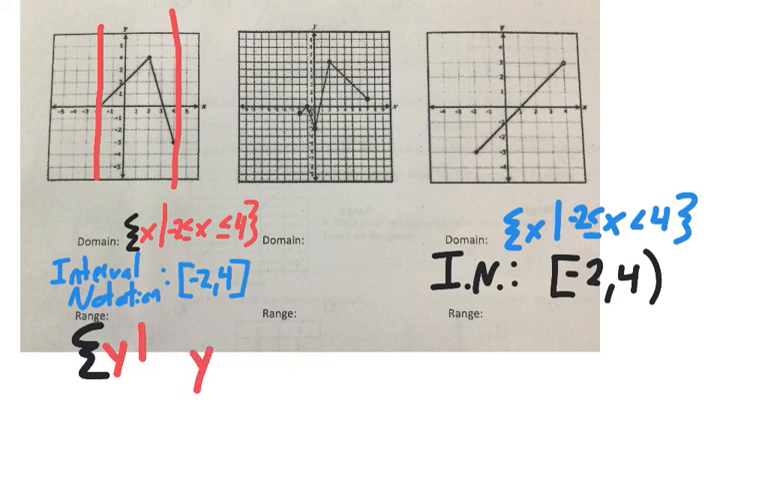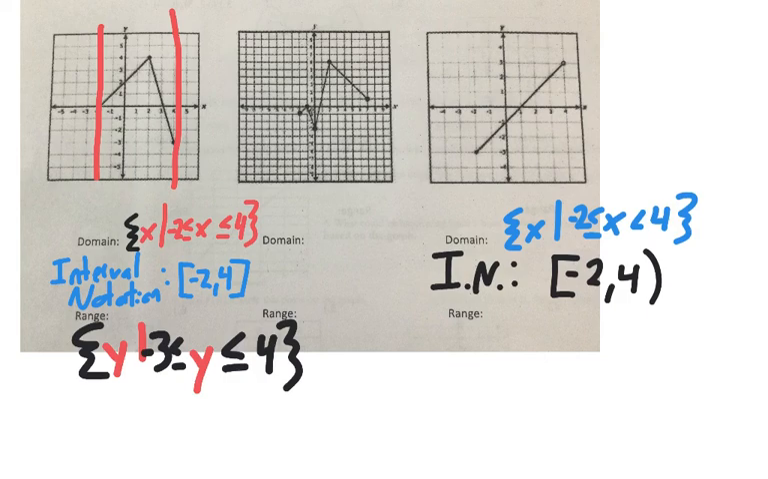What's the lowest y value the graph takes on? The lowest y value is here. That y value is -3. What's the highest y value the graph takes on? 4. Does it include every y between -3 and 4? Yes, it visits every y at least once. Sometimes it visits them twice. So we would say y must be between -3 and 4.